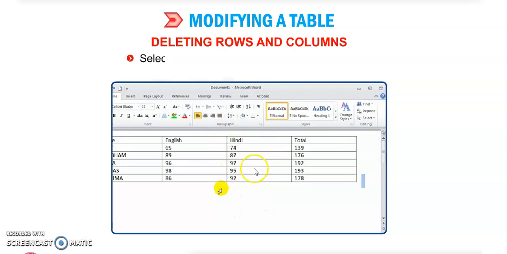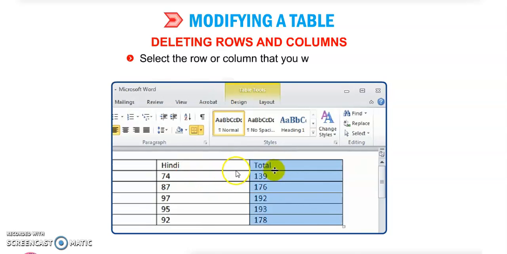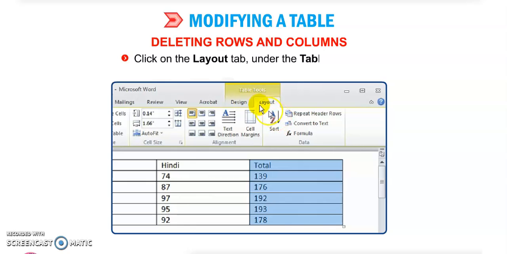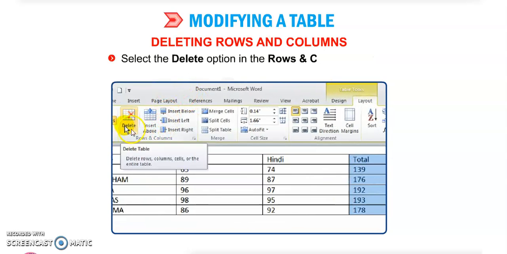Now next option is how can we delete rows and columns. In the earlier topic we discussed inserting rows and columns in between. Now if you want to delete any row or column from between, there are steps for this. First, select the row or column that you want to delete and click on the Layout tab under the Table Tools tab. Now select the Delete option over here in the Rows and Columns group.